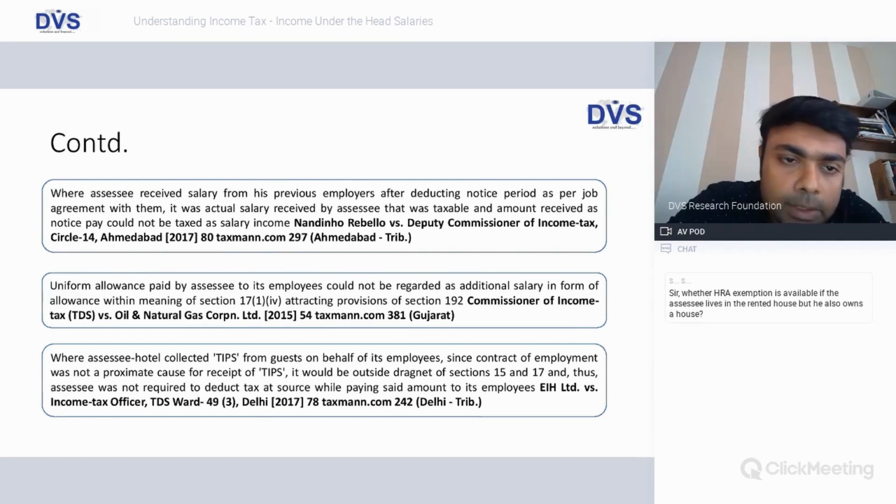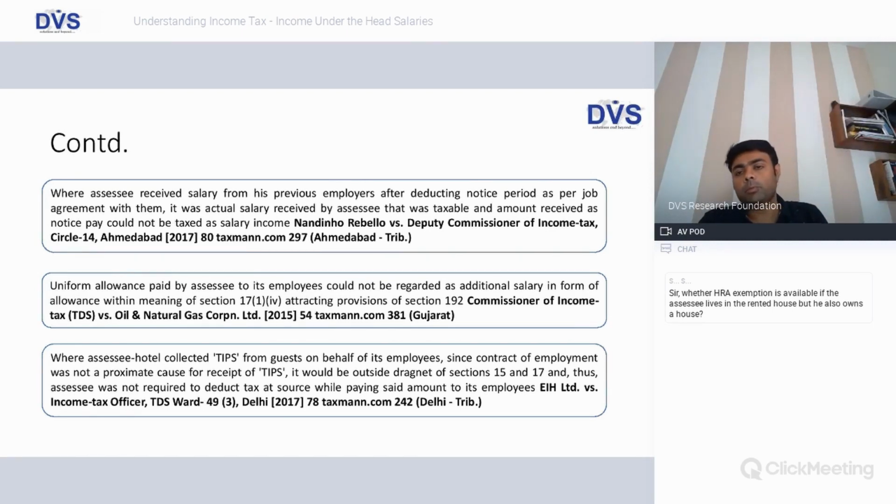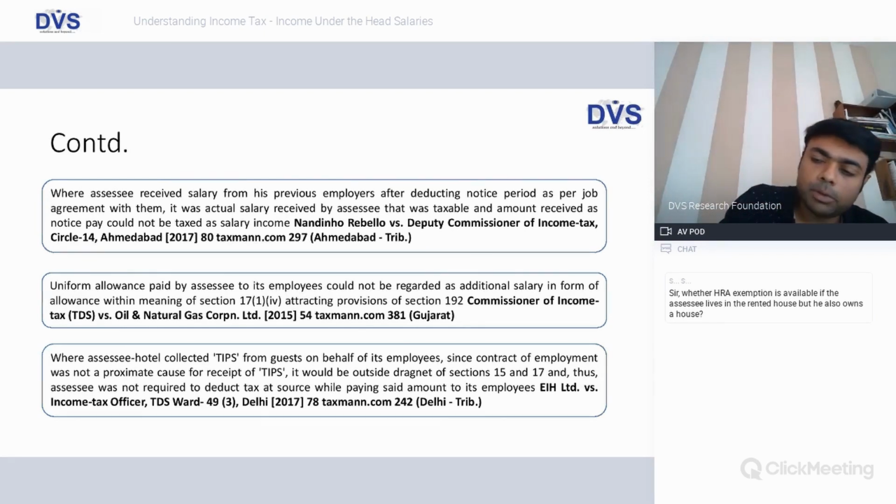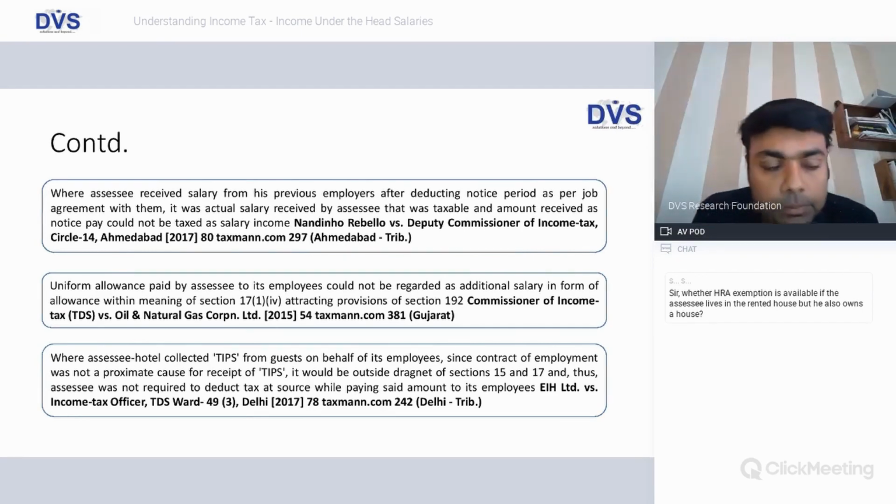Notice pay could not be taxed as salary income. What effectively happens: let's say you're supposed to serve 3 months notice with your earlier employer, and your new employer says no, you'll have to join in 1 month. In which case, you will give him 1 month's notice and say deduct 2 months of my salary. And when you move to a different employer, the new employer will say, I'll absorb the cost of your joining bonus. So this joining bonus will be added to your income and notice pay will not be taxed.